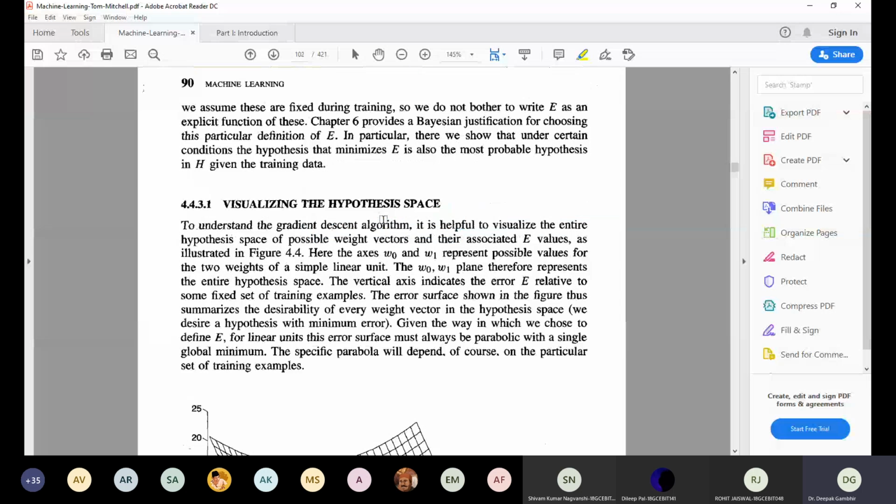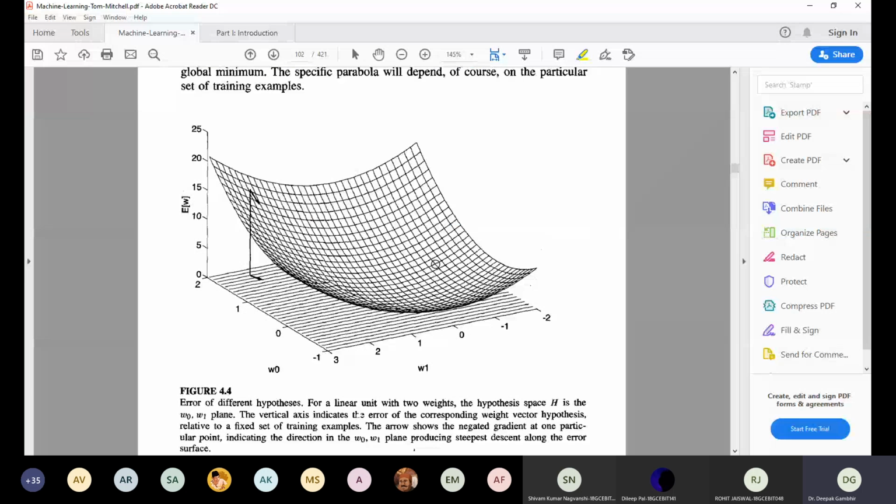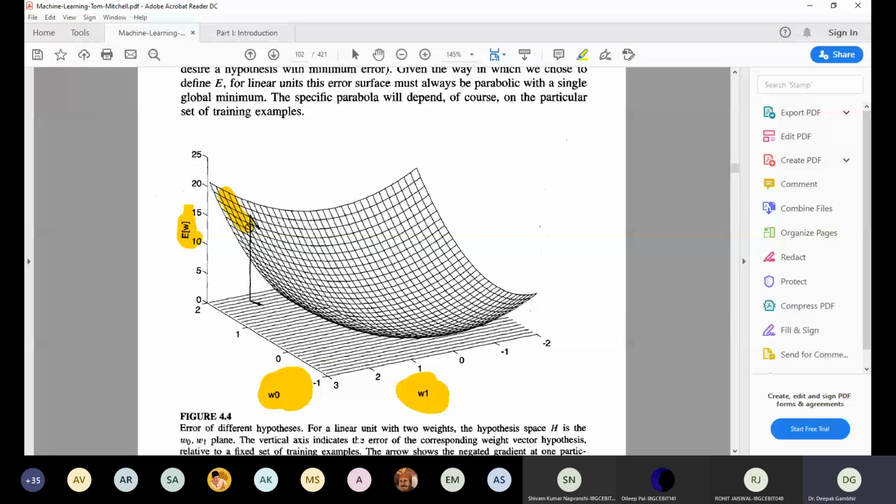Then if you compute the E for each and every point, you will see that for two weights, that is W0 and W1, if you find the error for this, you get a surface like this. This is just an example surface. This could be any surface like a ball. So our target is to find the minimum value in this. So here is where the minimum value you will get. That minimum value will give you the values of W0 and W1.